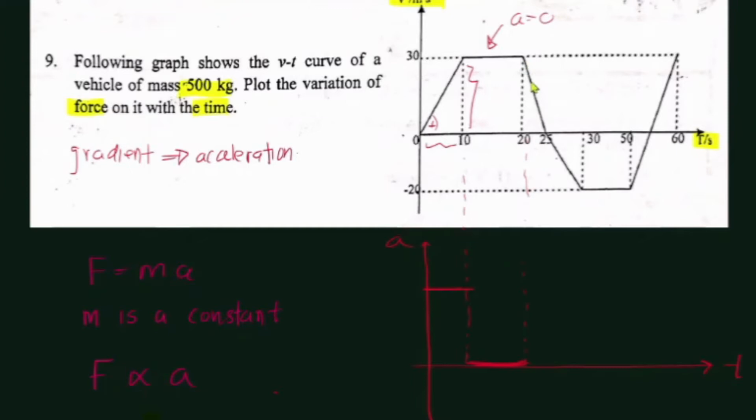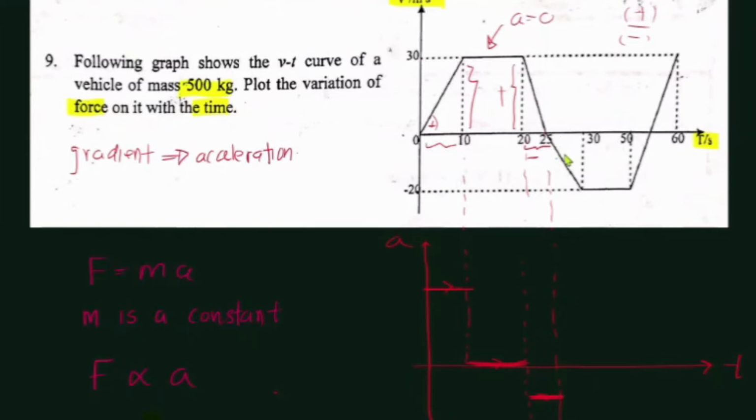And then what about this gradient? The opposite side is positive, and the adjacent side is negative, because it's 20 minus 25, which is a negative value. So opposite over adjacent is negative. Therefore, the gradient from the 20th second to the 25th second is negative, which means the acceleration is a negative acceleration, somewhere like this.